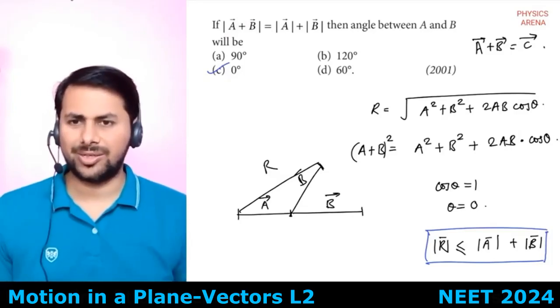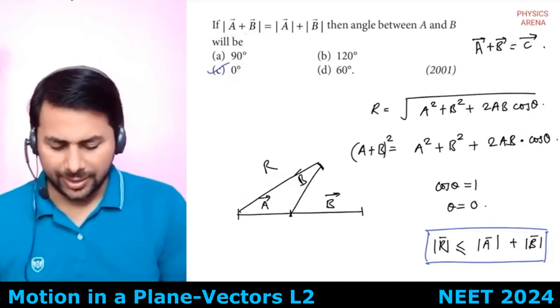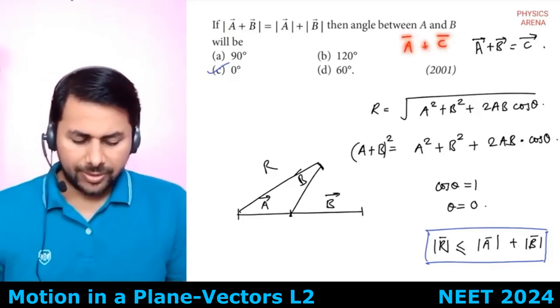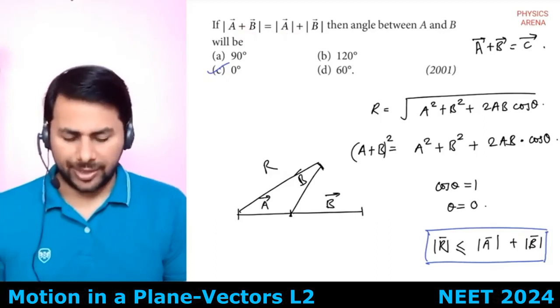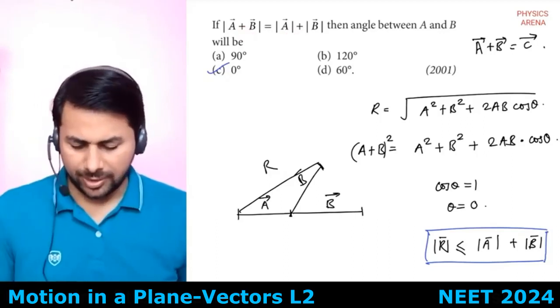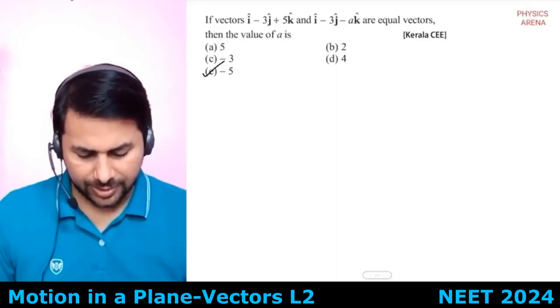It's the same question, right? Just in this case they have not written that A bar plus B bar is equal to C bar and magnitude of C bar is equal to magnitude of A bar and magnitude of B bar. In this case, they have just given the resultant a name. They are just calling it C bar.